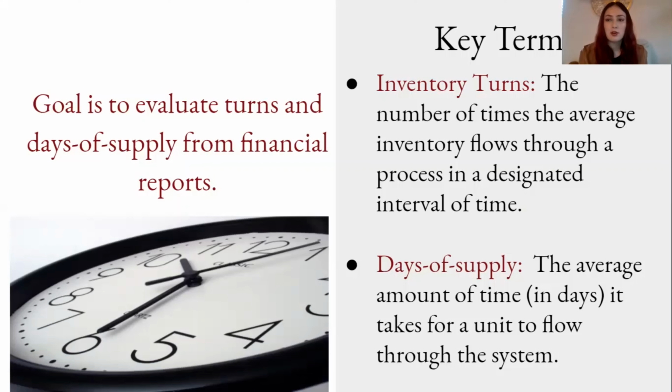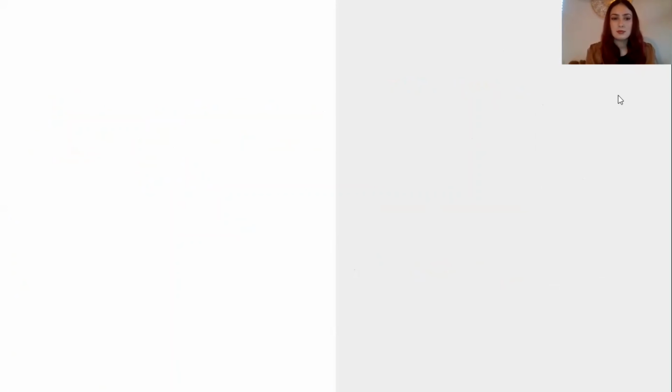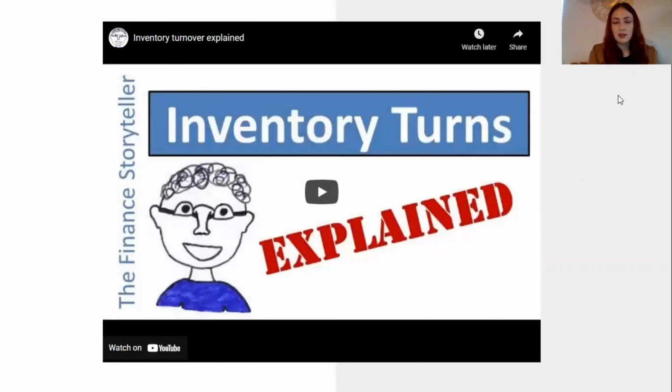So I'll first go over the key terms for this. The first one is inventory turns, which is the number of times the average inventory flows through a process in a certain interval of time. So that could be days, months, whatever. Days of supply is the average amount of time in days calculated that it takes for a unit to flow through a system. To give more clarity, I'm going to be showing you guys this video. It talks more about inventory turns and how to solve them.